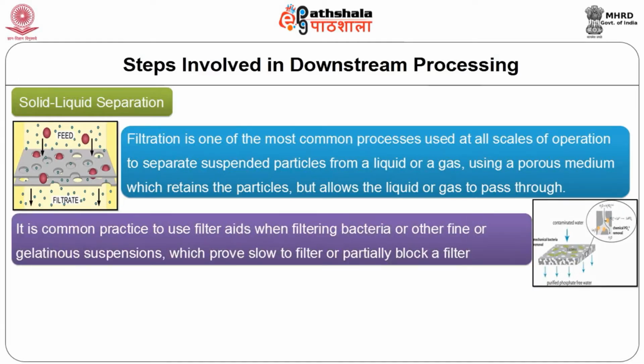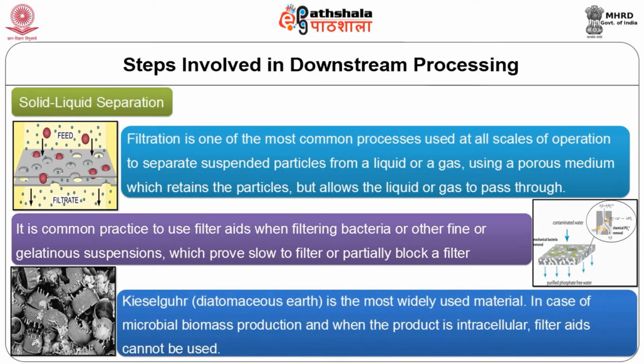It is common practice to use filter aids when filtering bacteria or other fine or gelatinous suspensions which prove slow to filter or partially block a filter. Kieselguhr, which is a diatomaceous earth, is the most widely used material. In case of microbial biomass production and when the product is intracellular, filter aids cannot be used.